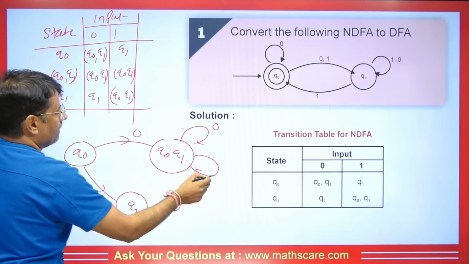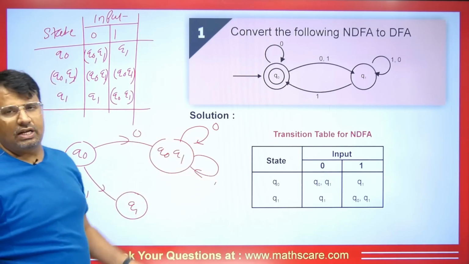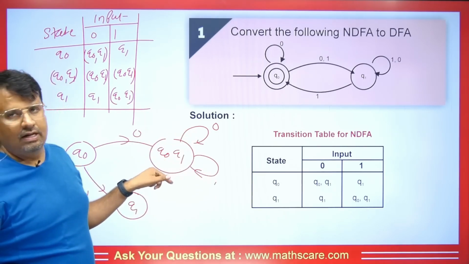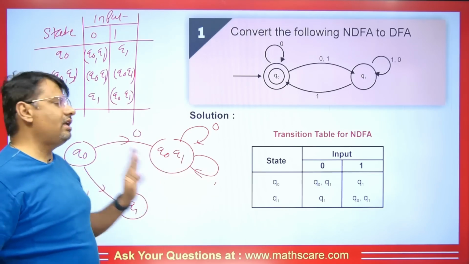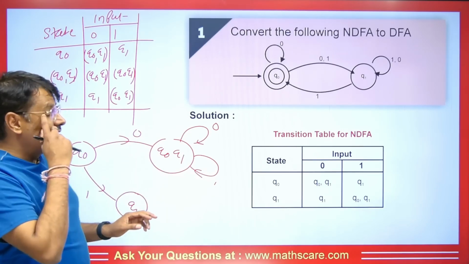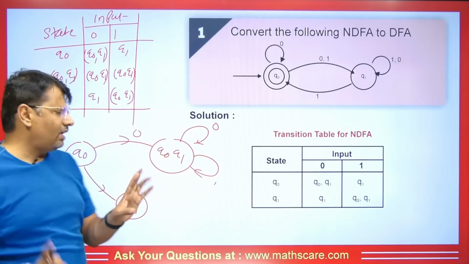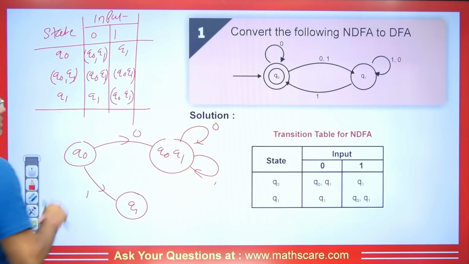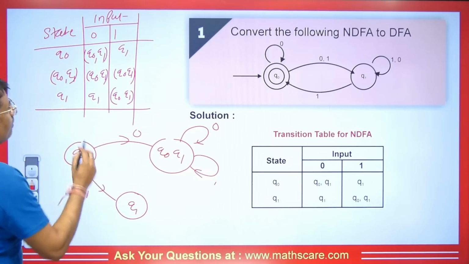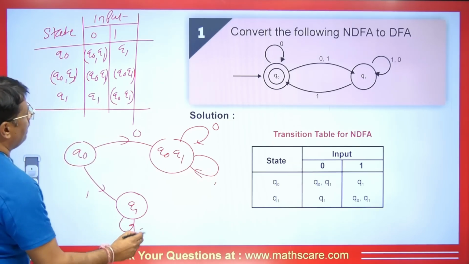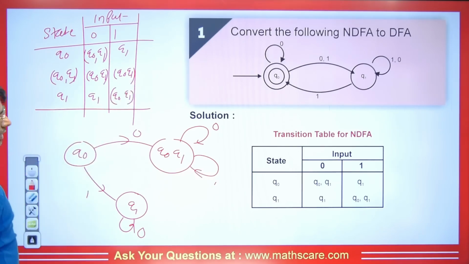Now, you will see what's happening here for the same input. Both 0 and 1 are going to the same state. What we have here is a DFA, right? We need to keep this in mind that in NDFA, the same input should lead to different states. This is not NDFA, right? Now, if we look at Q1, Q1 is going to itself, correct? In this case, Q1 goes to Q0, Q1.